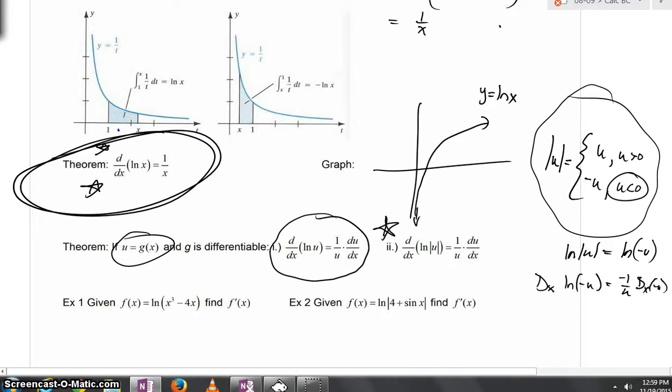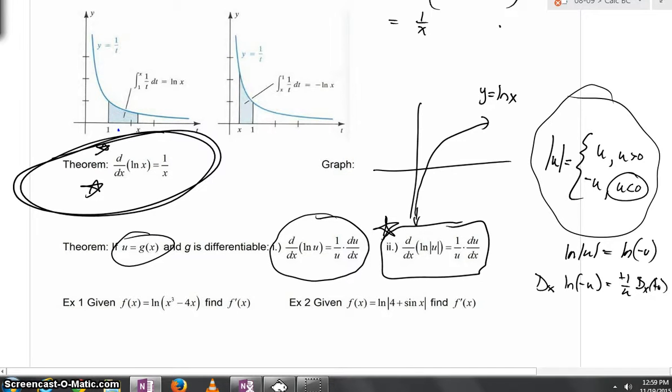But wouldn't the derivative of a negative just allow us to pull that negative out in front? So this negative here would cancel with this negative. You're right back to here. So that's a very quick proof. In the future, just remember, whether you are taking the natural log of u or the natural log of the absolute value of u, the derivative is always 1 over u times du dx.